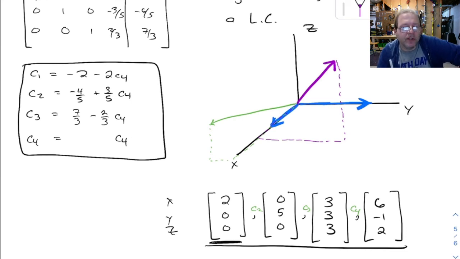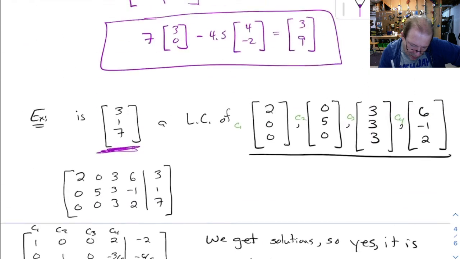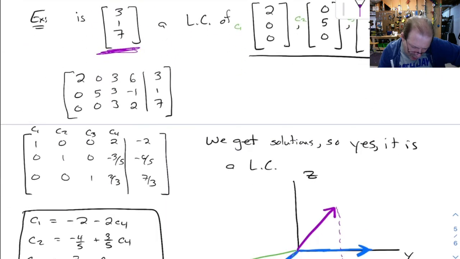So anyway, we only need 3 of these to get it. And the fact that we have an extra one over here just means there's more than one way to get to it. So that's why we wind up having infinitely many solutions. Let's see. I think we'll stop here.